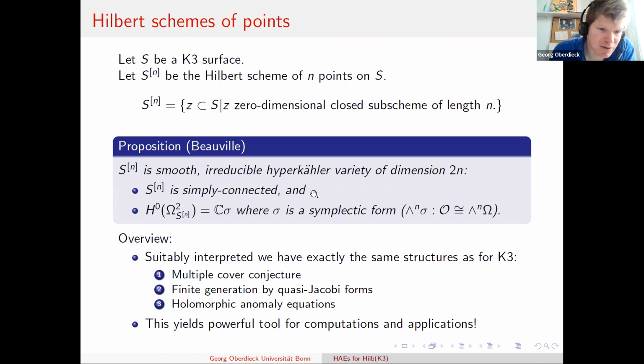And then the second condition is that the space of its holomorphic 2-forms is just generated by a single form sigma, which is again a symplectic form, meaning that it's non-degenerate, so its nth wedge power gives you a trivialization of the canonical bundle. And so in some sense, this Hilbert scheme of points has a dual role, a dual nature.